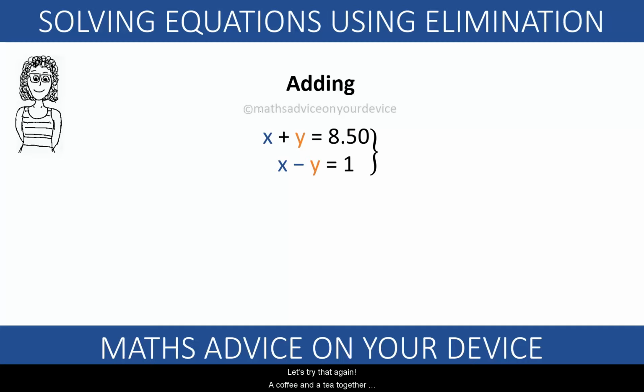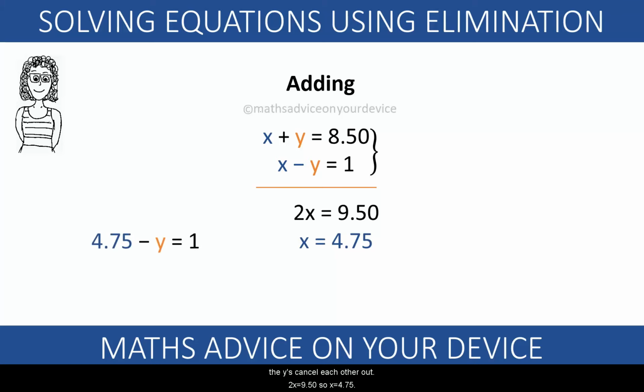A coffee and a tea together cost $8.50. The coffee costs $1 more than the tea. We add the equations and the y's cancel each other out. 2x equals 9.50, so x equals 4.75. Since the difference is 1, y must be 4.75 take away 1, or 3.75. The coffee costs $4.75 and the tea costs $3.75.